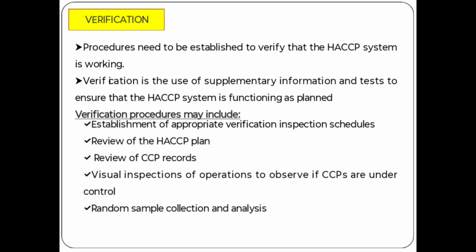Verification of HACCP. Procedures need to be established to verify that the HACCP system is working. Verification is the use of supplementary information and tests to ensure the HACCP system is functioning as planned. Verification procedures may include establishment of appropriate verification inspection schedules, review of the HACCP plan, review of CCP records, visual inspections of operations to observe if CCPs are under control, and random sample collection and analysis.